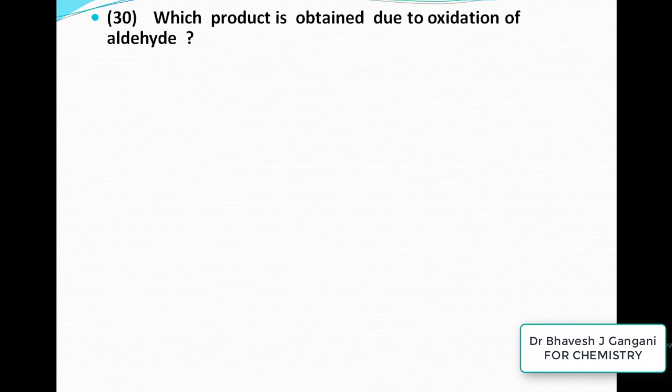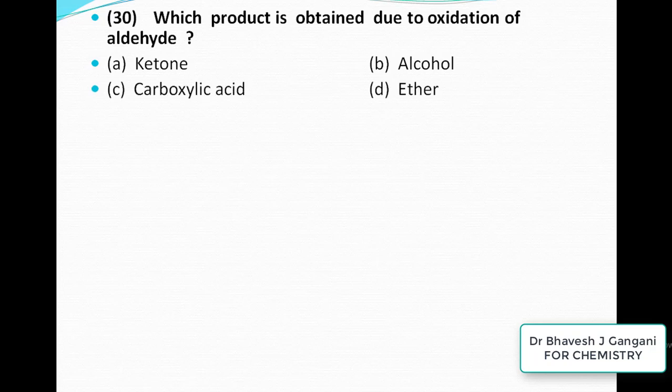Now question number 30. Which product is obtained by oxidation of aldehyde? It is observed that when we do oxidation of aldehyde, it gives us a carboxylic acid having the same number of carbon atoms. So answer of this question is carboxylic acid.